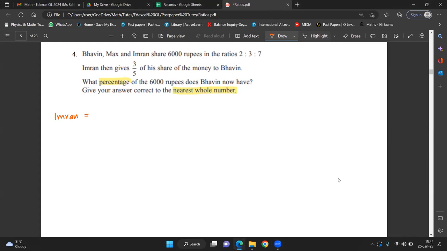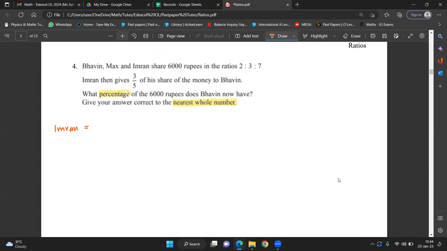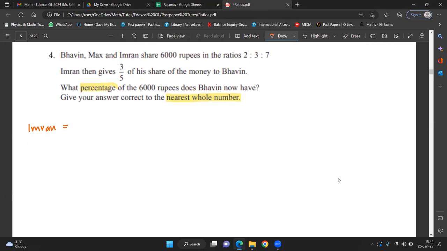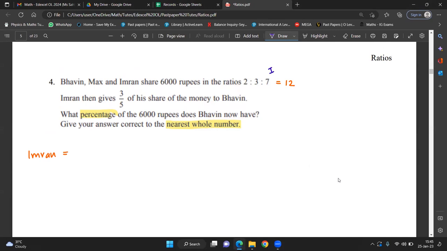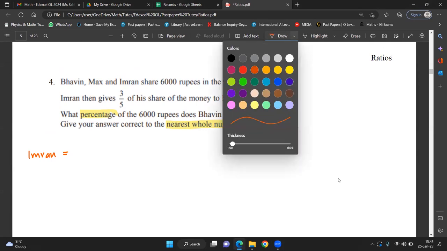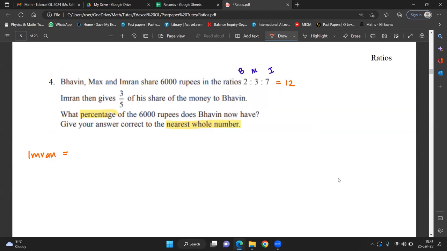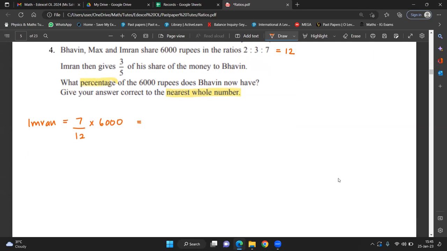Now you guys tell me in this particular question, how do I know how much Imran got? What is Imran's ratio? Okay, how did you get that? Okay, good. Guys, we know this adds up to how much? 12. What is Imran's share here? 7 is Imran's share. This is Bavin's share and this is Max's share. If I am finding for Imran, I have to take the number 7. 7/12 into 6,000, what's the answer? 3,500. All of you write that.